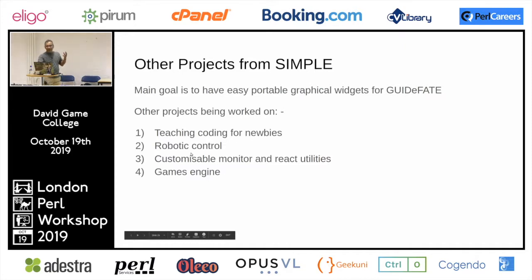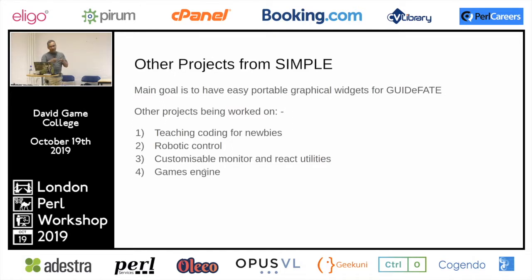Obviously, I'm a tissue engineer. I want to try and build a 3D printer. I want the robotic control to be scriptable to allow me to do this. I want to have customizable monitor and react utilities. So basically, you can write programs which may control, say, the lighting in your house. You might say, if it's dark, turn the light on. Those sorts of things. And the games engine as well, which I've been working on for the last couple of months, a little games engine that I could program in.